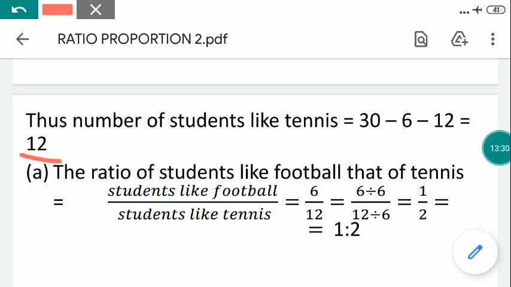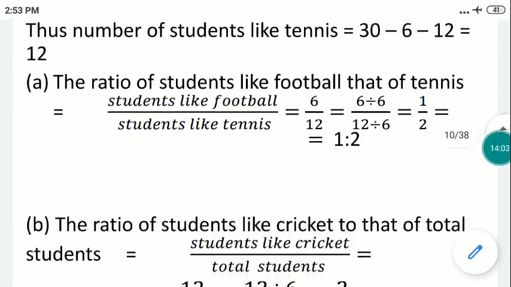Students who like football: there are 6 students who like football, upon students who like tennis, 12 students, so 6 upon 12. Now find its lowest form, that is, divide numerator and denominator by 6. 6 divided by 6 upon 12 divided by 6 is equal to 1/2, which is equal to 1:2 in terms of ratio. So the ratio of students who like football to that of tennis is 1:2.